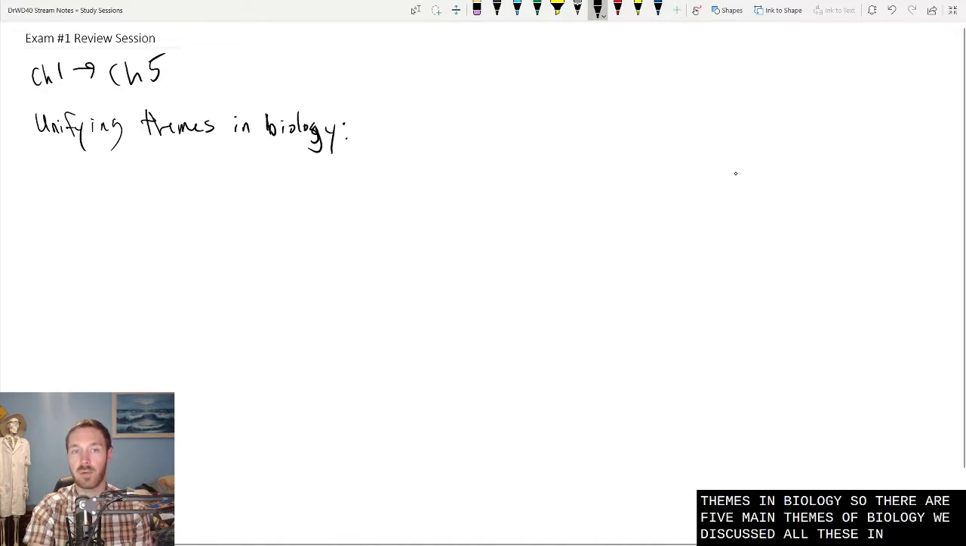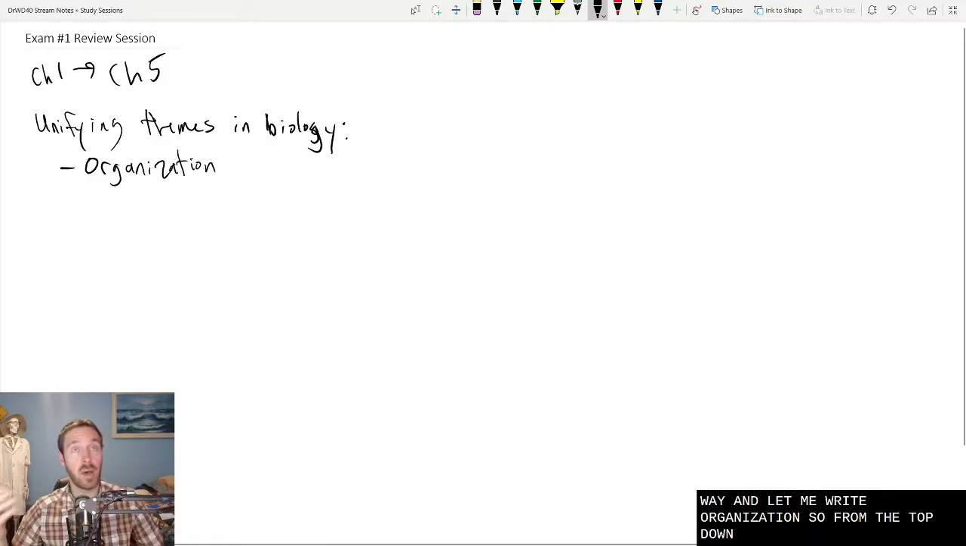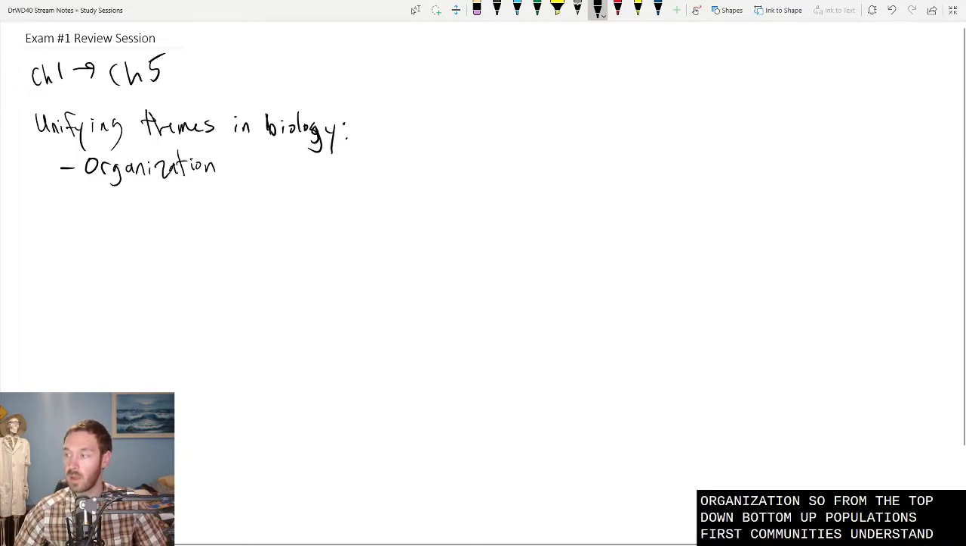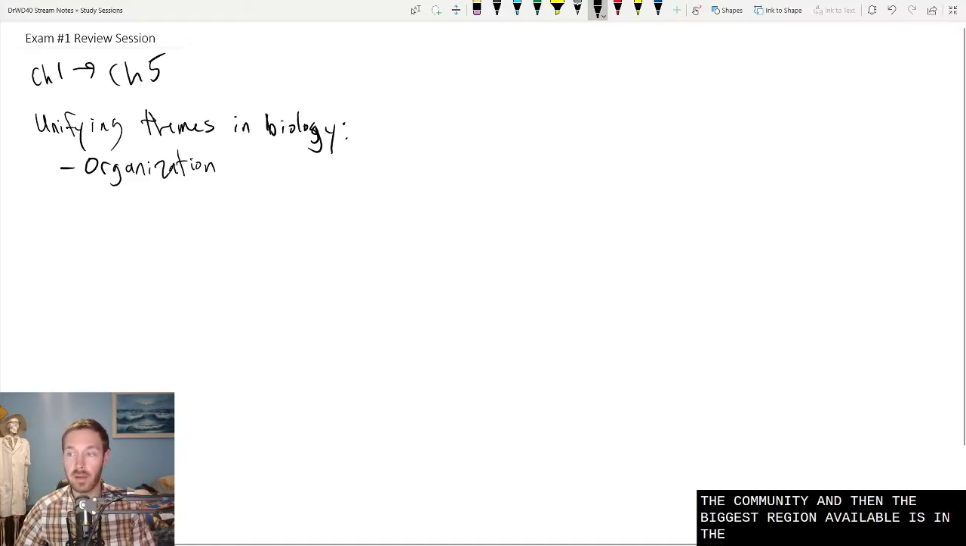We discussed all these in chapter 1. So 1 is organization. So we are all organized a specific way. And let me write organization. From the top down to bottom up, populations versus communities. Understand the difference between a population and a community. They're talking about different things. One is larger than the other. A group of organisms that belong to the same species within a defined region is called a population. And then that region itself is the community. And then the biggest region available is then the biosphere.